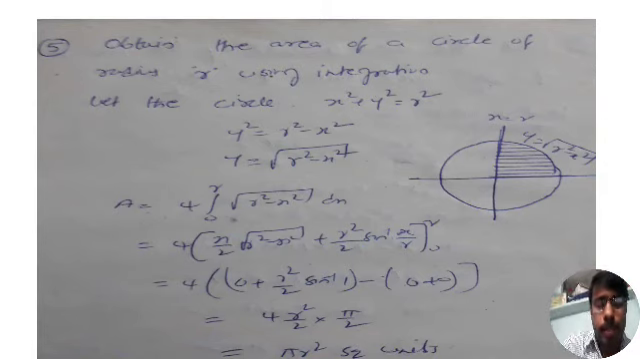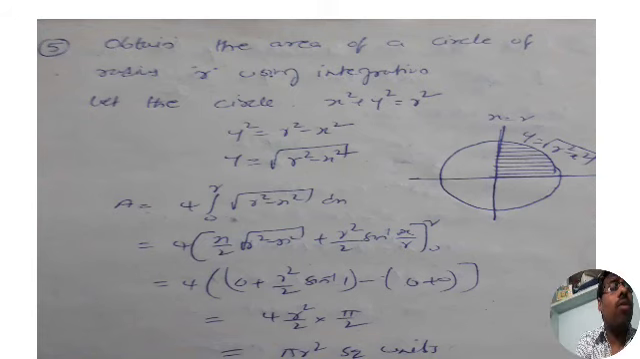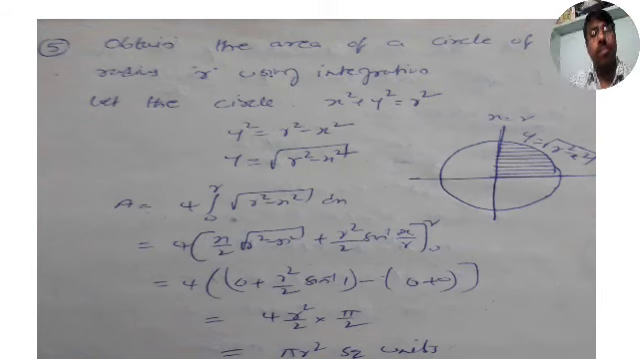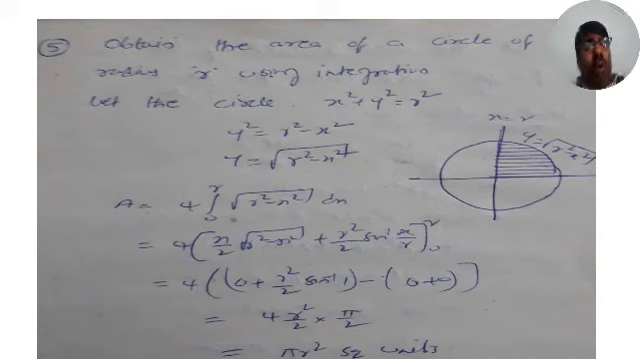Now this is a problem that has already come many times for 5 marks. So look at the problem. What is the problem? Obtain the area of a circle of radius r using integration. So he is asking us, you know what the area of a circle of radius r is? The area of a circle of radius r is pi r square square units. It is a formula you already know.